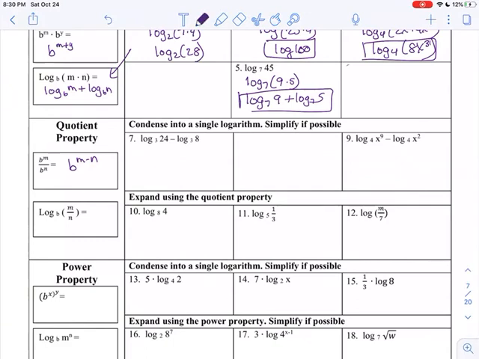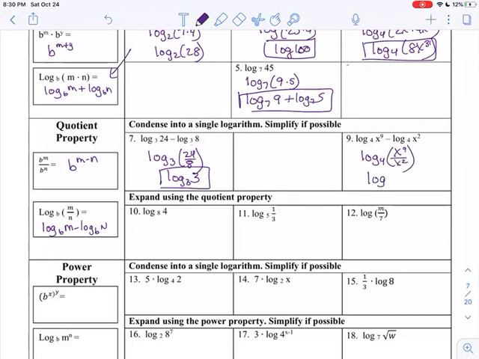Okay, remember our quotient property. When I'm dividing, I take those exponents and I subtract them. Okay. And if I have logs that I am dividing, log base b of m divided by n, I can separate those into two logs that I am subtracting. So if I have log base 3 of 24 minus log base 3 of 8, I can combine them into one log of division. And 24 divided by 8 is log base 3 of 3.